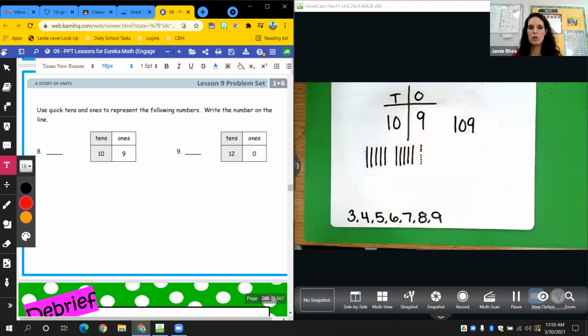Okay, that's all you're doing on 8 and 9. I have to see your quick tens and ones in order for you to get that right because it tells you in the directions, use quick tens and ones. Okay, if I don't see the quick tens and ones, I'm not going to count it right. All right, do both of those.